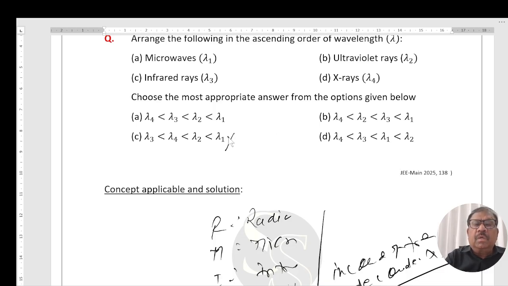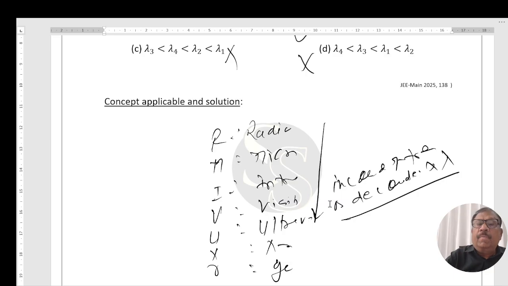So this cannot be the answer. Then who will have the maximum? Microwaves. The maximum will be microwaves, lambda 1. So this also cannot be the answer. One of A or B will be it. So lambda 4, lambda 1, lambda 2, then ultraviolet, infrared. So B option is the correct option. You follow this one. This is the increasing order of frequency, decreasing order of wavelength. According to this, select the correct answer. B is the correct answer, right?